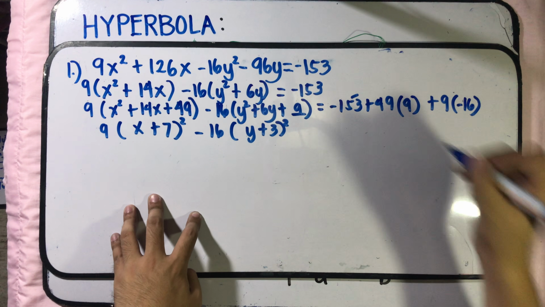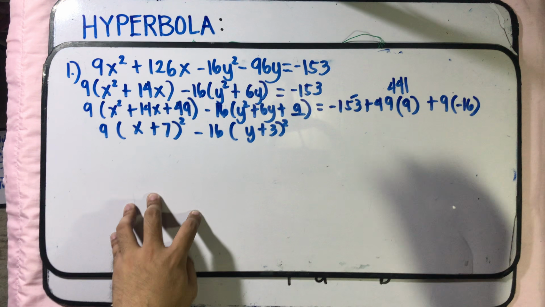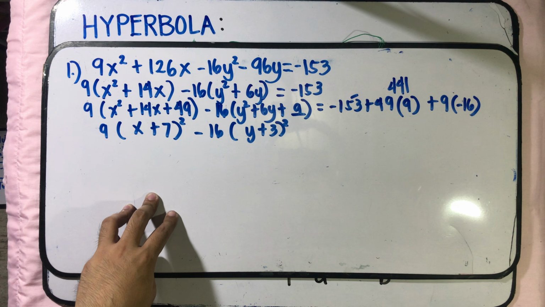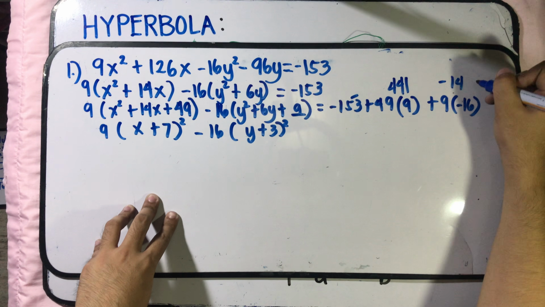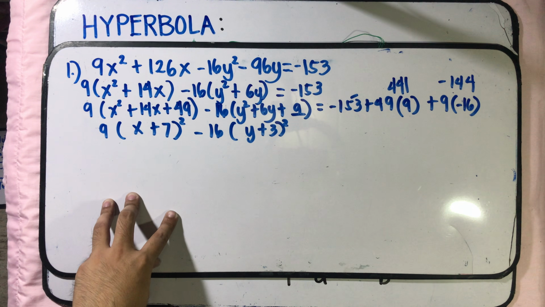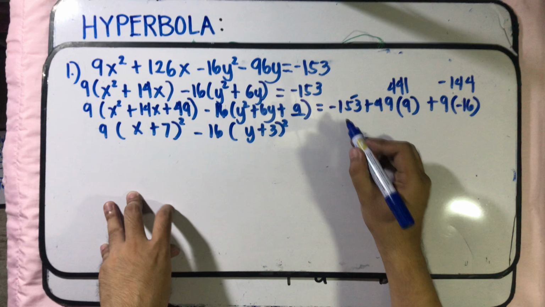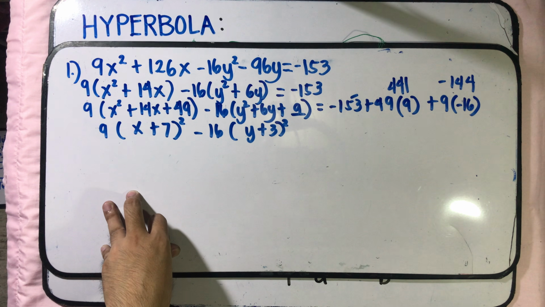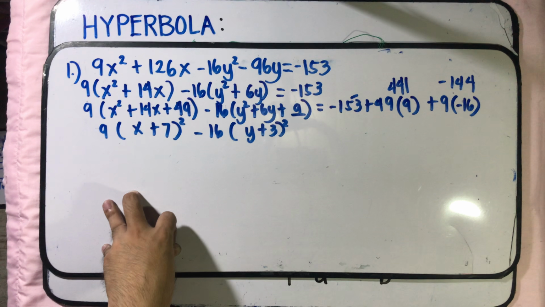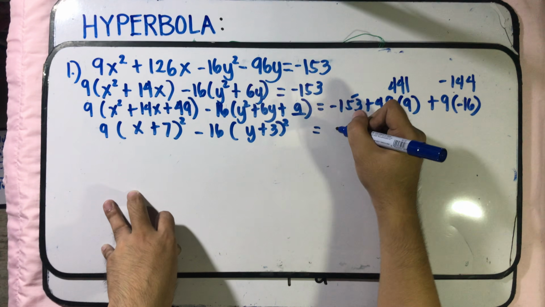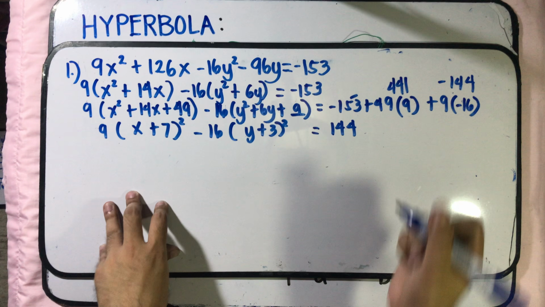Okay, since this is negative 153, let us try to multiply. 49 times 9 is 441. 9 times negative 16 would be negative 144. Okay, so for this one, if we have negative 153 and this is negative 144, so negative 153 minus 144, that is negative 297. Let's add that to positive 441. Therefore, the right side now is equal to 144.